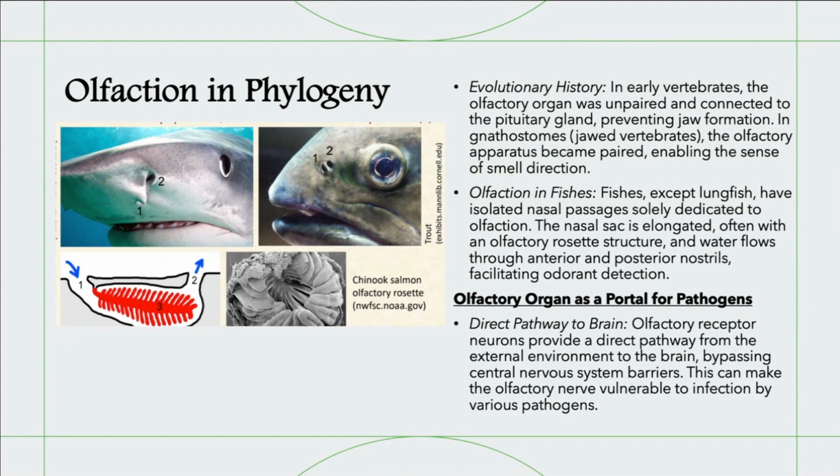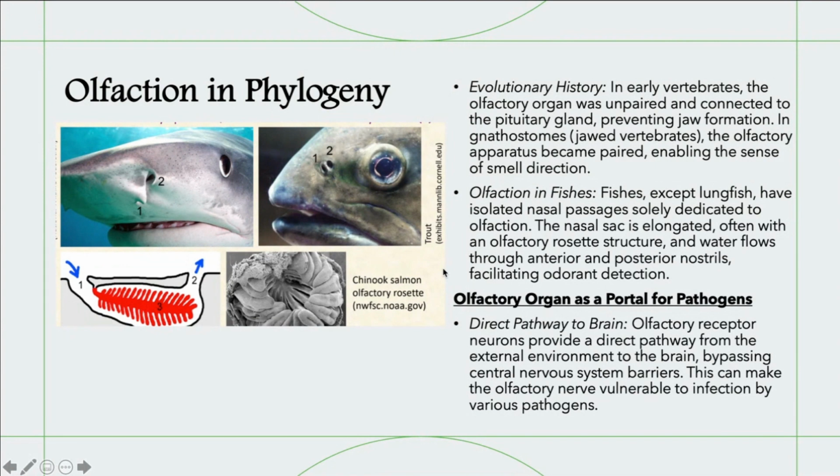Fishes, except for lungfish, have isolated nasal passages that are dedicated only for the sense of smell. The nasal sac is elongated and it usually has an olfactory rosette structure, which you can see right here. It kind of resembles a rose. And the water flows through the anterior nostril and then goes to the posterior nostril. So we have the anterior and the posterior. So the anterior would be here and then the posterior would be at the bottom, or vice versa.